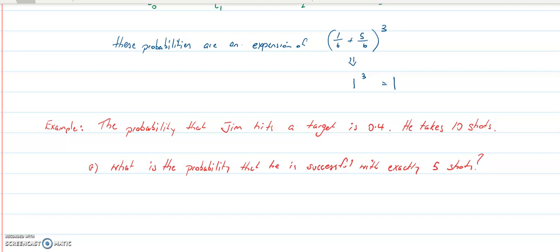Okay, welcome to part 2 of the binomial distribution. So here's a classic example. We've got Jim taking shots at a target. The probability that he is successful is 0.4. He takes 10 shots. Let's do the checklist. Fixed number of shots, probability of 0.4 that doesn't change, and there are two possibilities: he hits the target or he misses. So this is classic binomial.